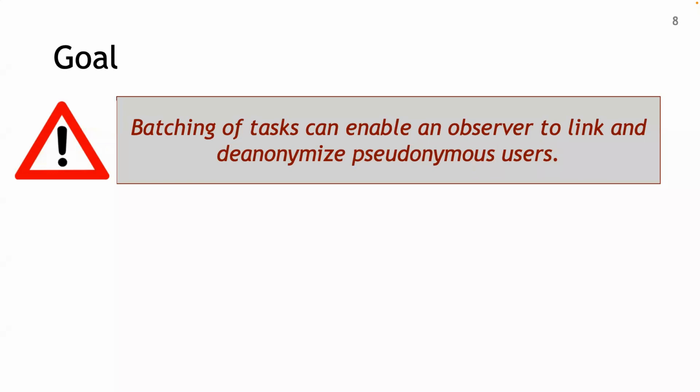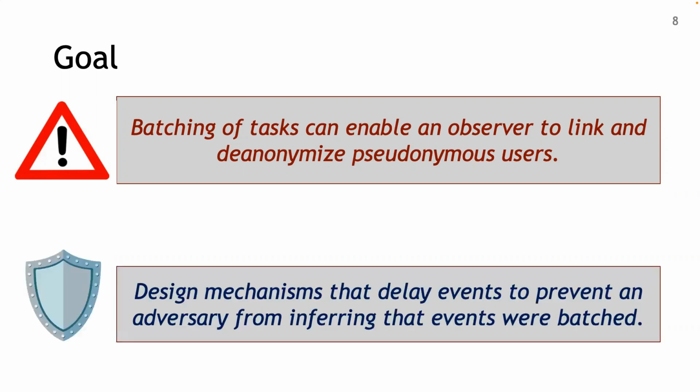Okay, so we've seen that batching of tasks can enable an observer to link together pseudonymous users and thereby often de-anonymize those users in problematic ways. So the goal of this work will be to design mechanisms that delay the time at which events get posted in these pseudonymous online forums in order to prevent some adversary or observer from inferring that any pair of events were batched. And we make 4 contributions towards this goal.